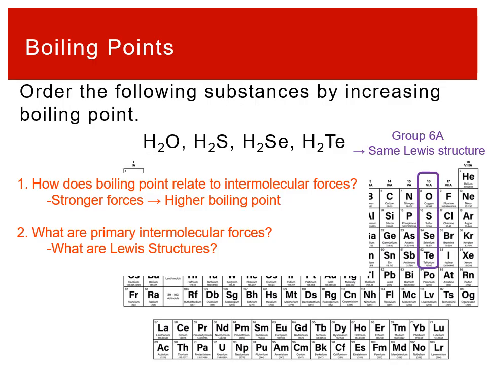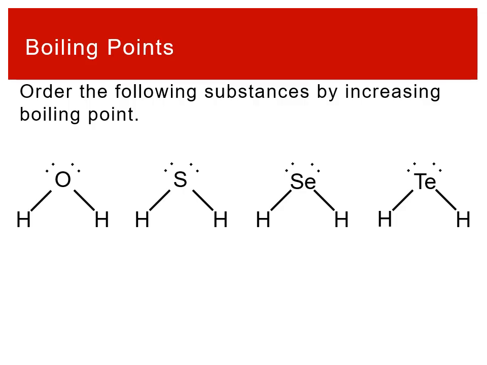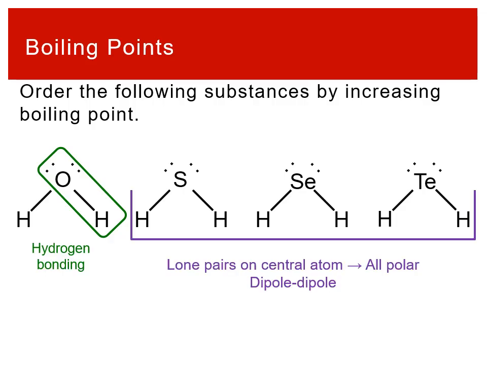You'll note O, S, Se, and Te are all in group 6A. So these things all have similar Lewis structures. They all have 6 valence electrons, so they need 2 more to get an octet. So they all form 2 single bonds to the hydrogen, and they have 2 lone pairs. Okay, so if I look at this, I can see water, as we've talked about before, can form hydrogen bonds. If we look at the rest of the molecules, there are lone pairs on the central atom, which means they can all form dipole-dipole interactions. They're all polar.